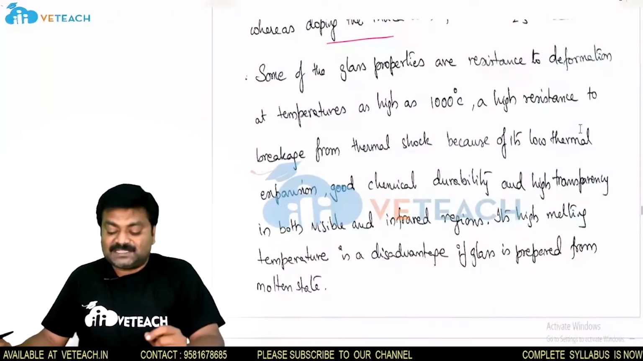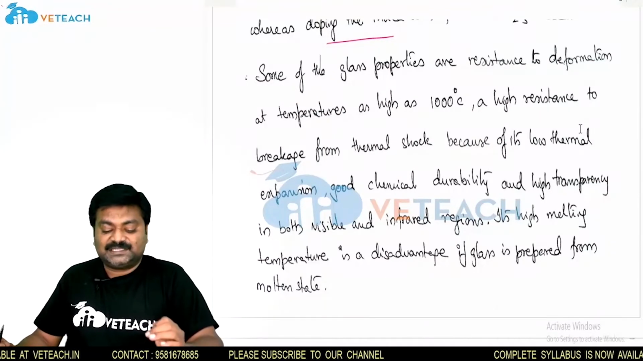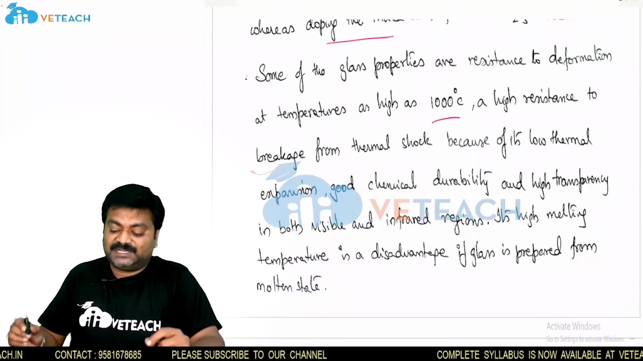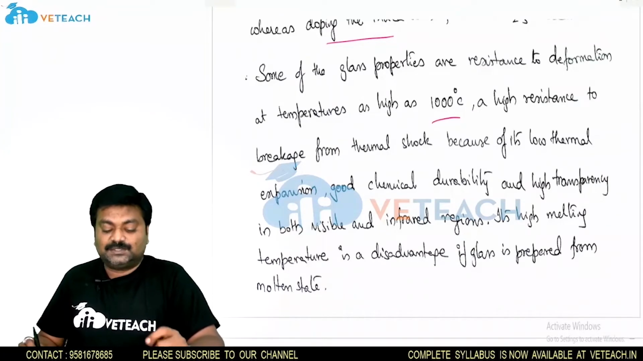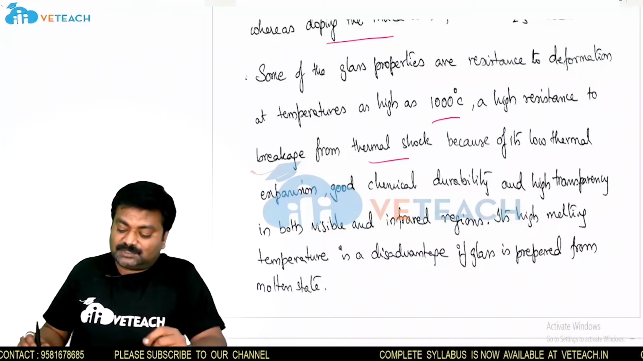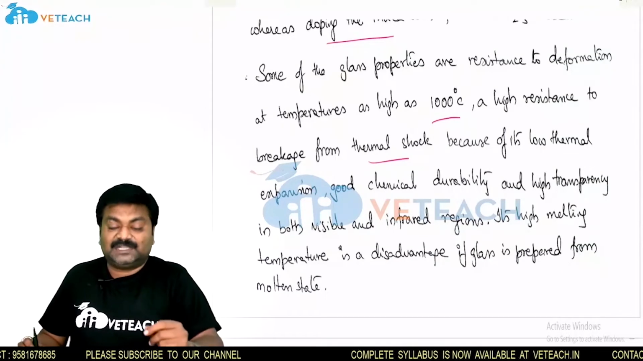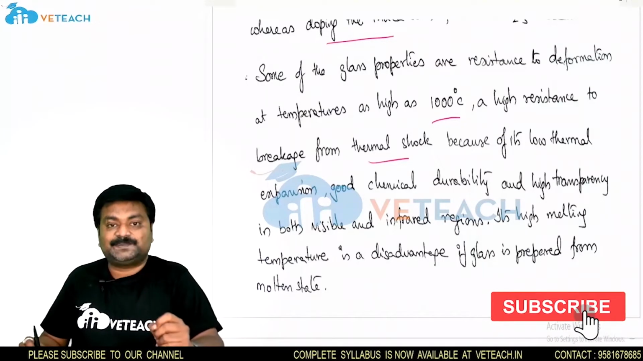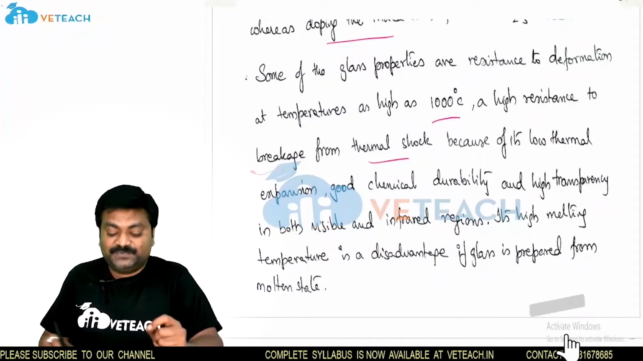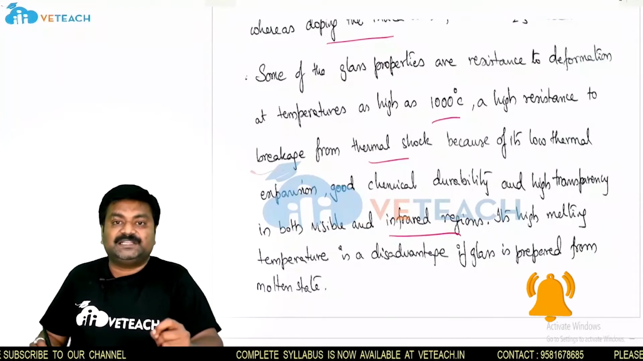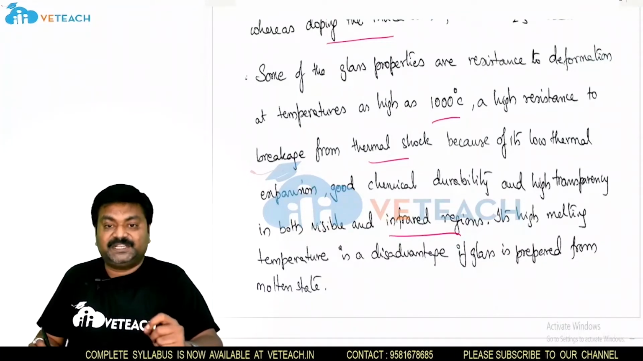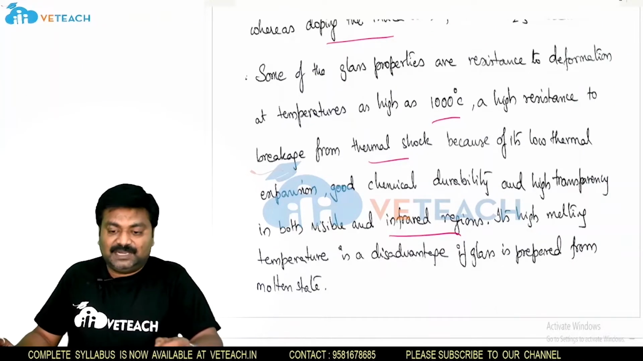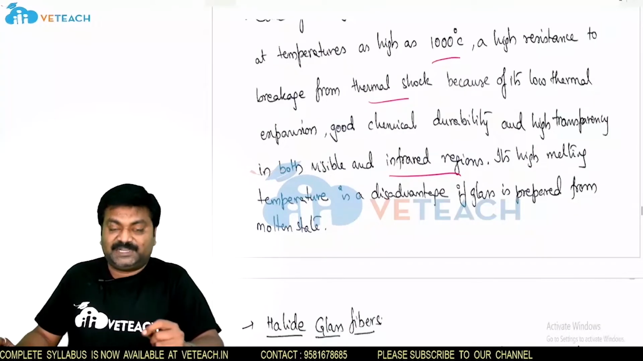Some of the glass properties are resistance to deformation at temperatures as high as 1000 degrees, a high resistance to breakage from thermal shock because of its low thermal expansion, good chemical durability, and high transparency in both visible and infrared regions. Its high melting temperature is always a disadvantage if glass is prepared from the molten state.